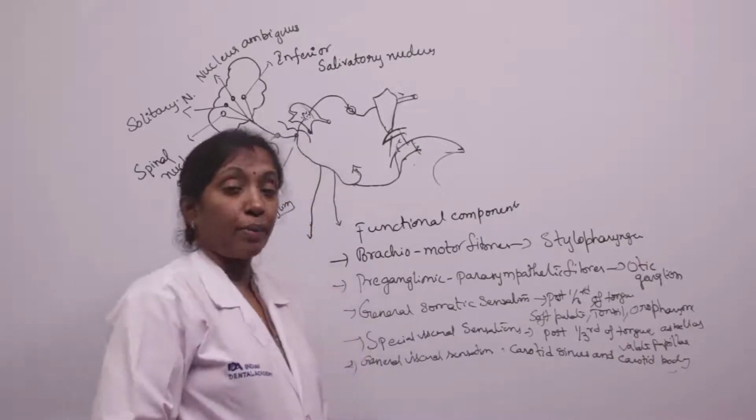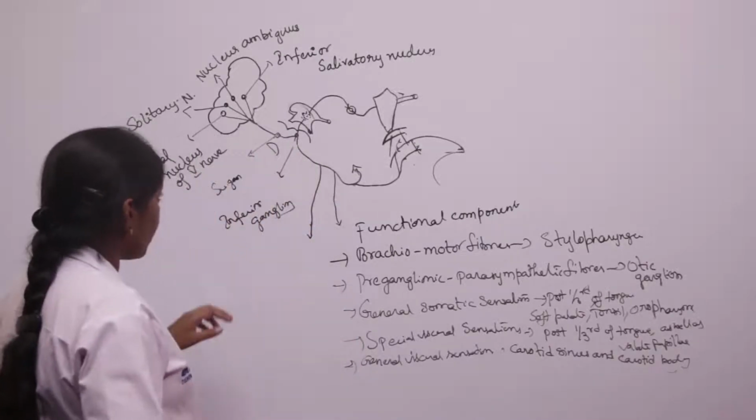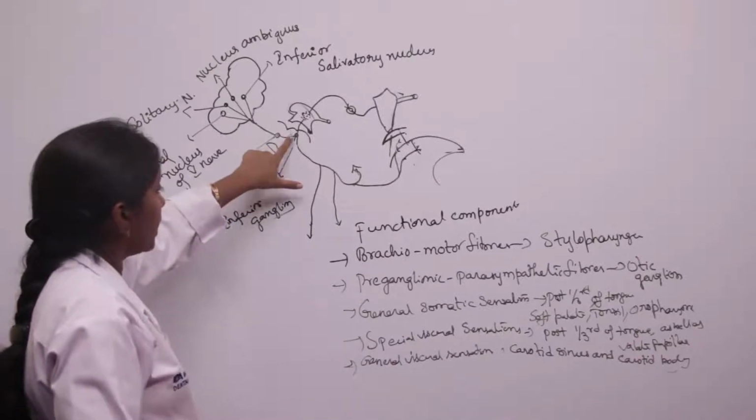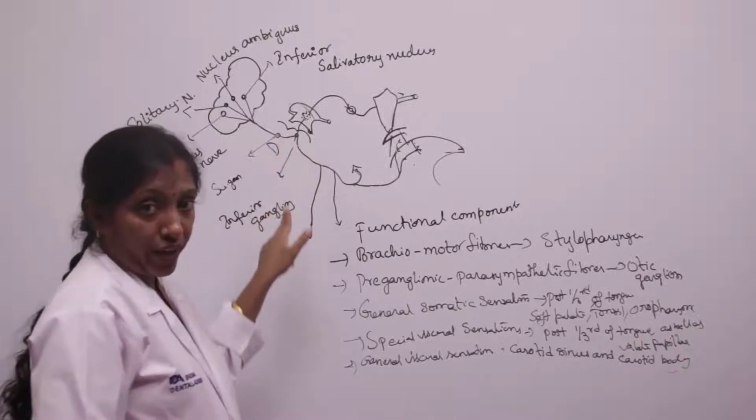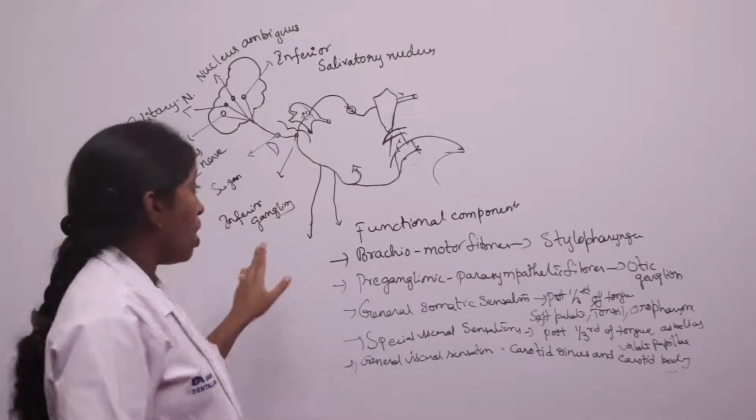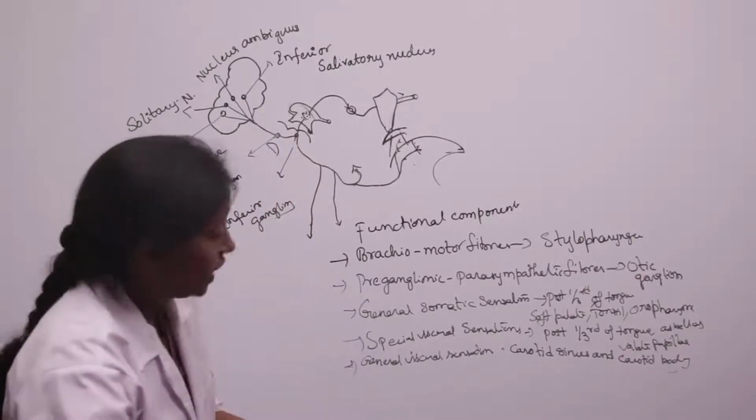After coming out from the jugular foramen, it descends along with the vagus nerve. First it lies between the internal jugular vein.